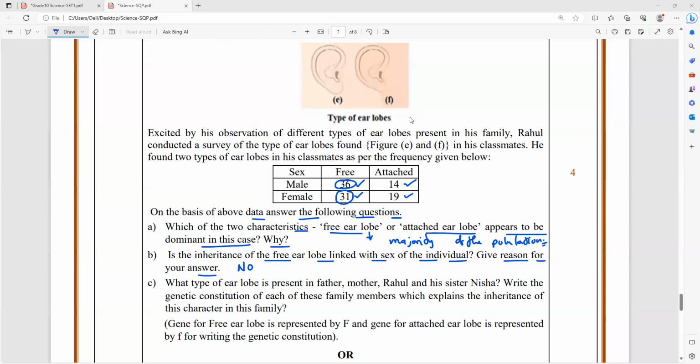Understand? Yes, sir. Next. What type of earlobe is present in the father and mother, Rahul and his sister Nisha? Write the genetic constitution of each of these family members, which explains the inheritance of the character in this family.